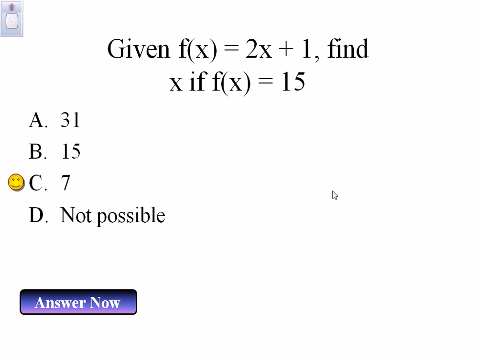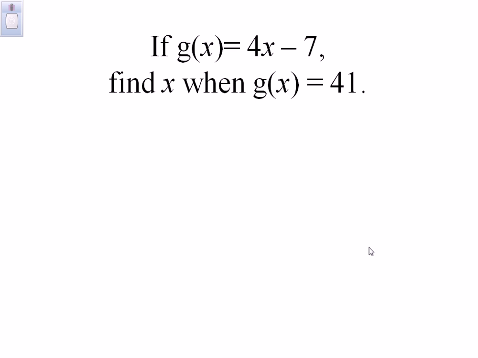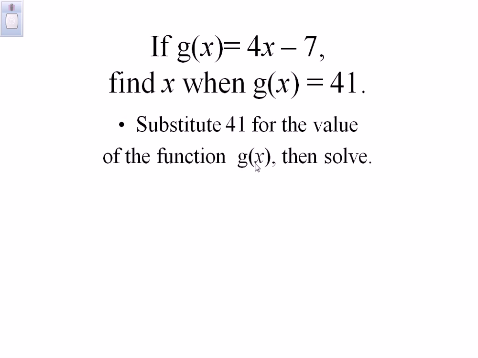Okay, I need everybody to be quiet. Let's go slowly. This is another one just like it. If g of x equals 4x minus 7, this is asking us to find x, solve for the independent variable, when the function is 41. So what you're going to do is substitute the 41 for the value of g of x. And then solve. So it looks like this. Instead of g of x, we substitute in what g of x equals, 41.